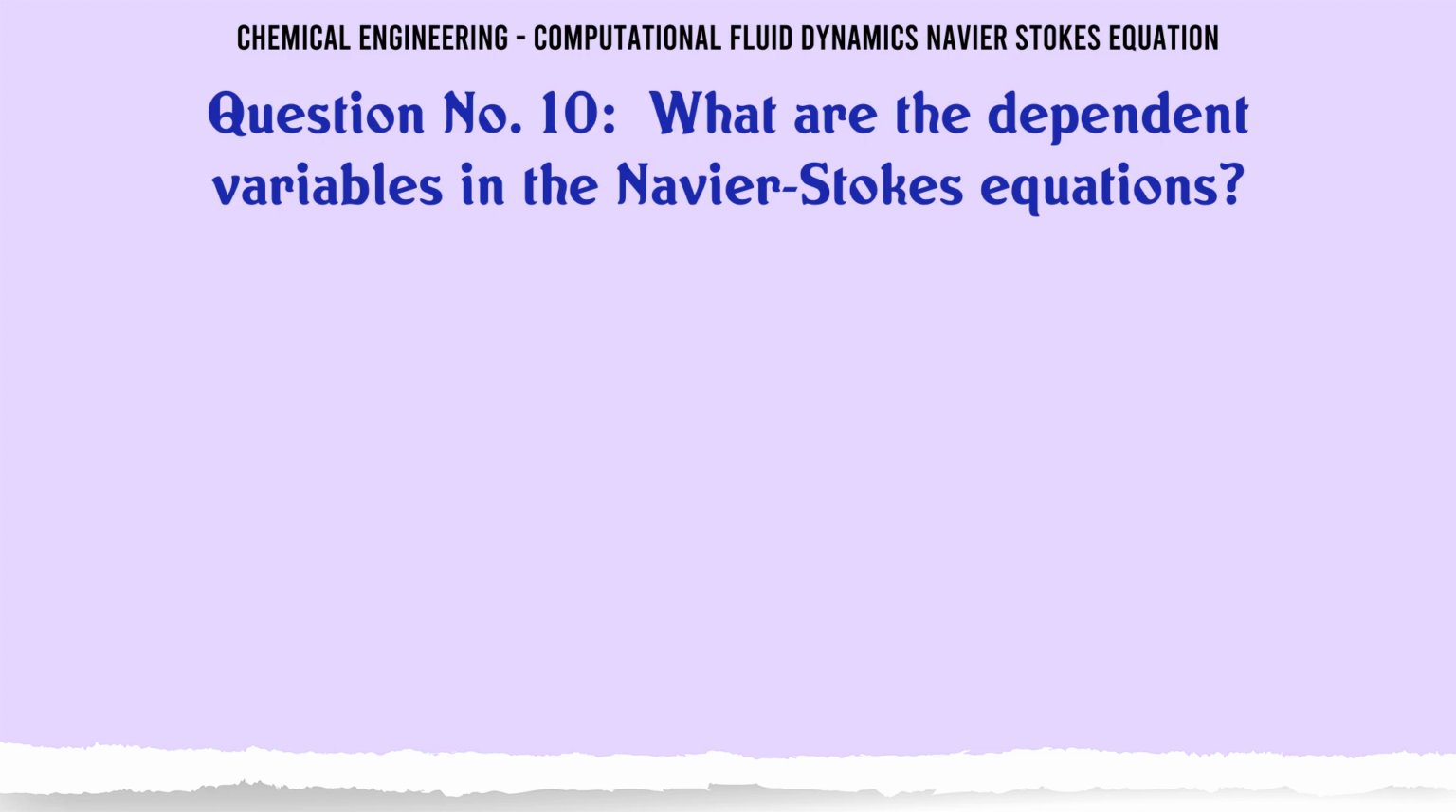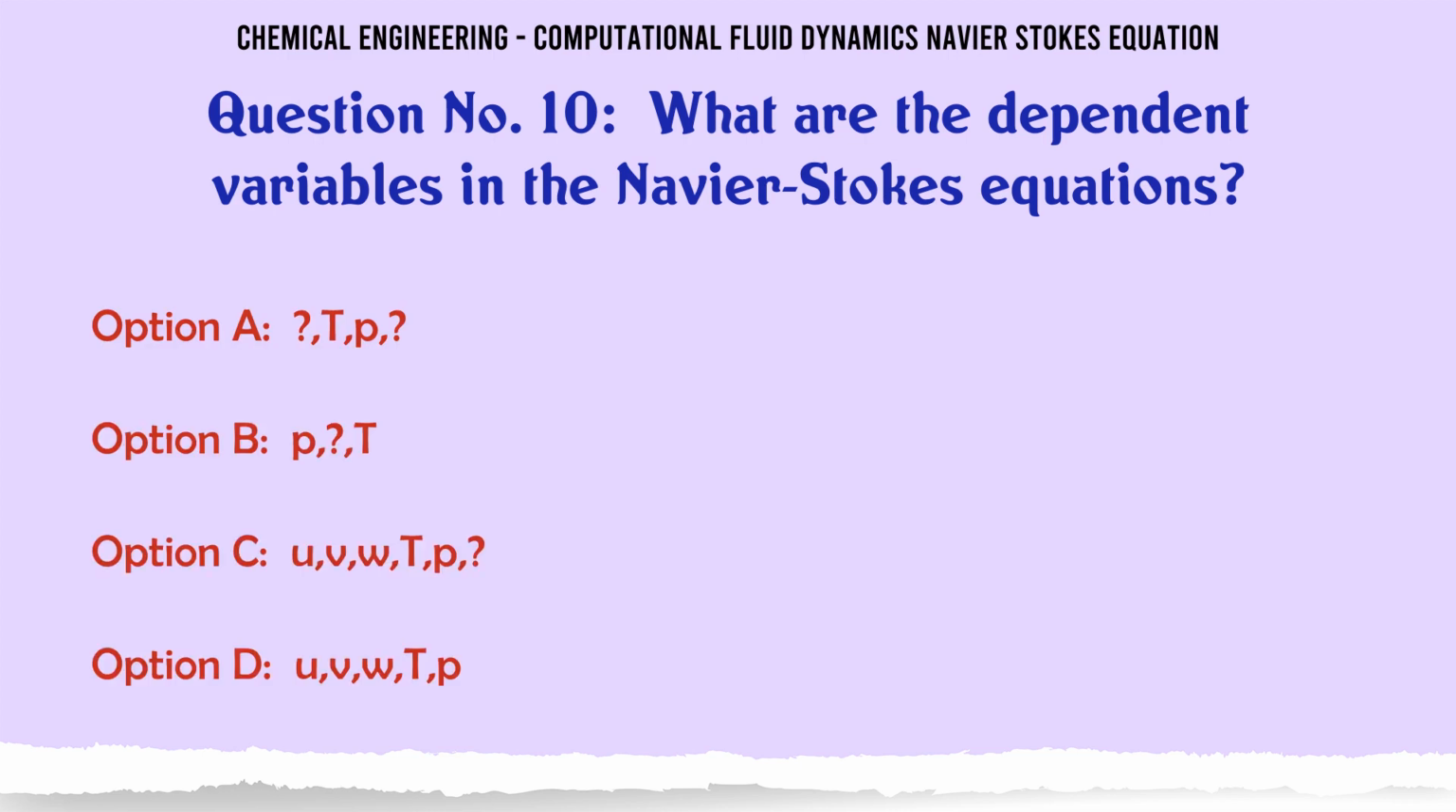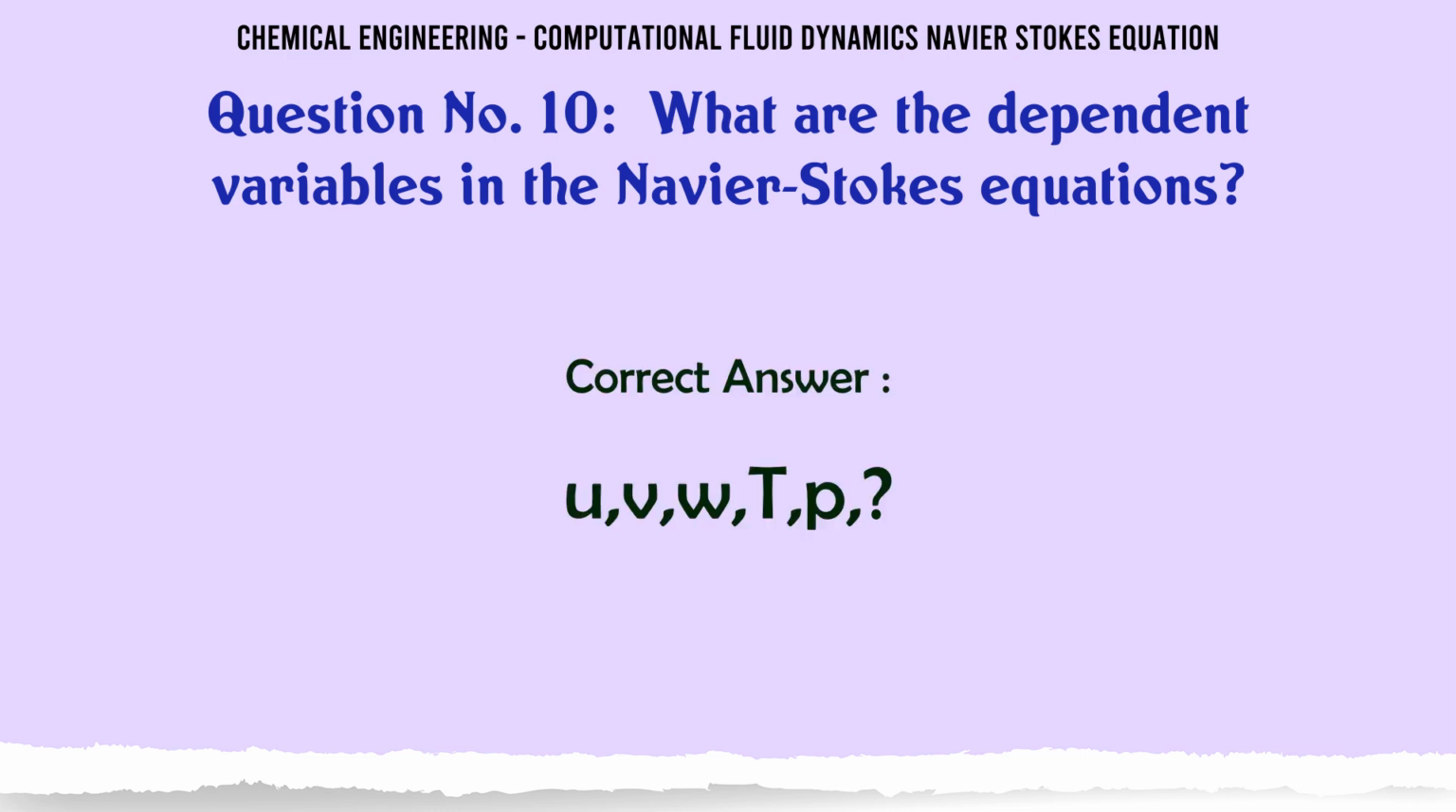What are the dependent variables in the Navier Stokes equations? A: T, p. B: p, T. C: U, V, W, T, p. D: U, V, W, T, p. The correct answer is U, V, W, T, p.